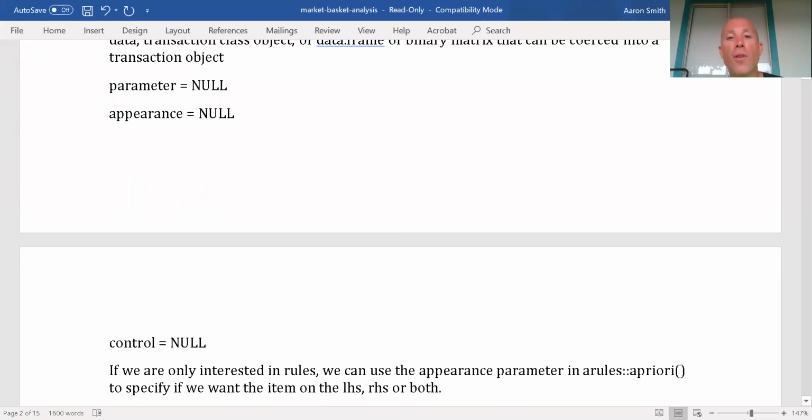So if we're only interested in the rules themselves and not the rest of the details, we can use the appearance parameter in the apriori function to specify if we want the item on the left-hand side, the right-hand side, or both. In that situation, maybe we're having a good time selling hamburger buns, and so that's my left-hand side. Once I see that there's hamburger buns, what should I prompt them to? Or maybe I want to see what's leading to hamburger buns. Then I'm interested in the right-hand side.